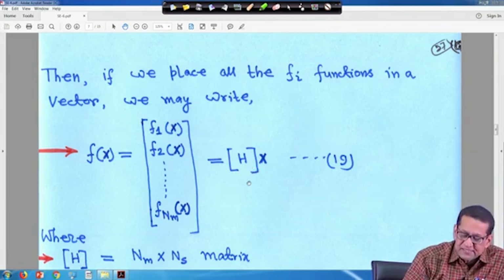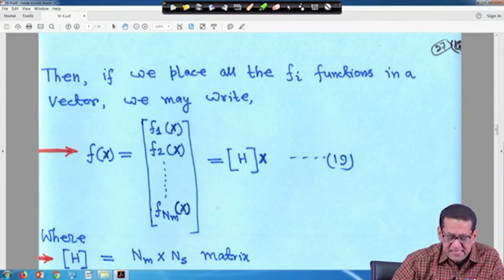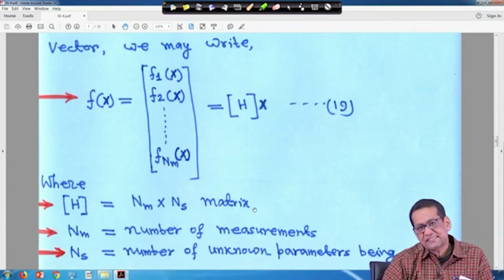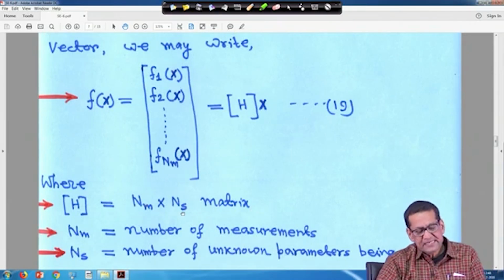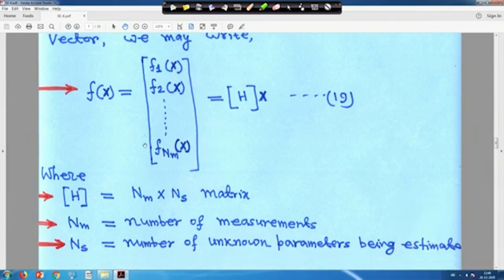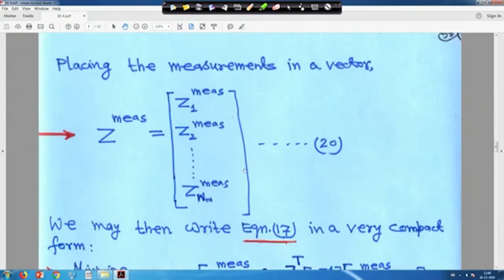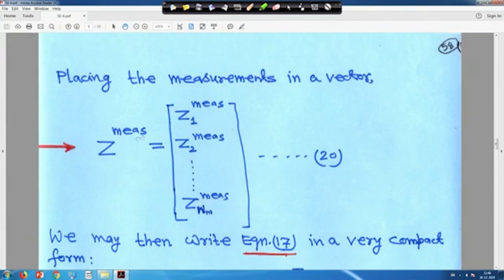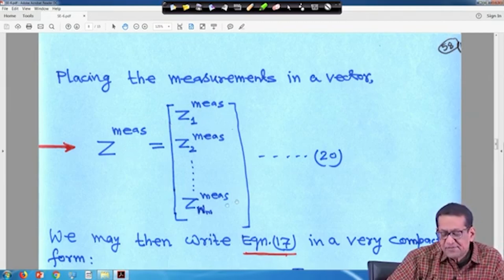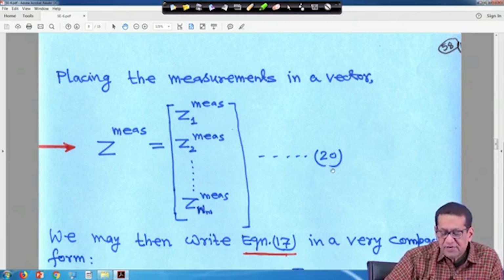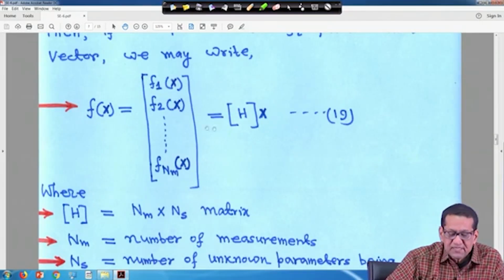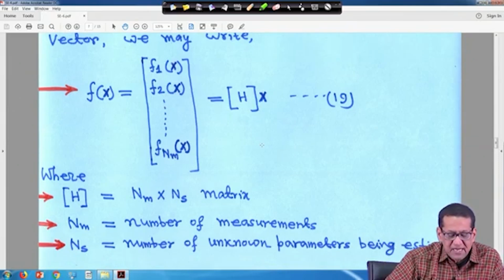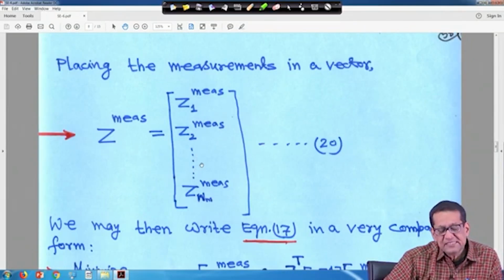So this h matrix will be an nm by ns matrix, because you have nm number of measurements and ns number of state variables. So nm is the number of measurements and ns is the number of unknown parameters being estimated, which is nothing but the state variables, right. Therefore, placing the measurements in a vector, z measure is nothing but z1 measure, z2 measure, up to z_nm measure, that is equation 20. So this is also putting it in vector form, and we are putting z like this, z measure.